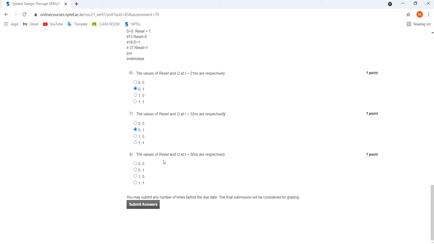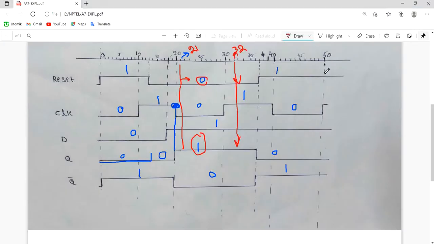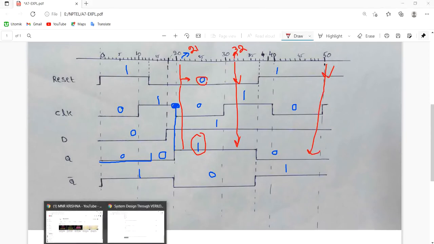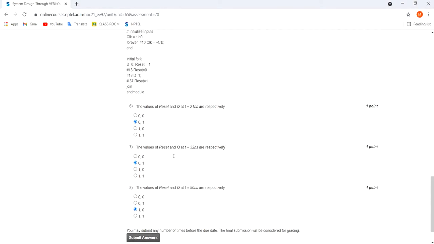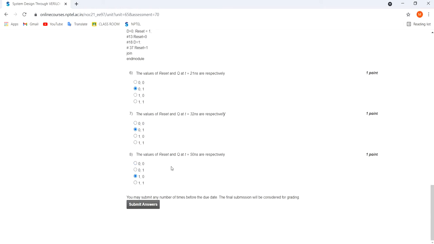For the next question, the values of reset and Q at t equals 50 nanoseconds. At 50 nanoseconds, the reset is 1, and the Q is 0 here. So 1 and 0. So I think these are the correct answers for these questions, guys.